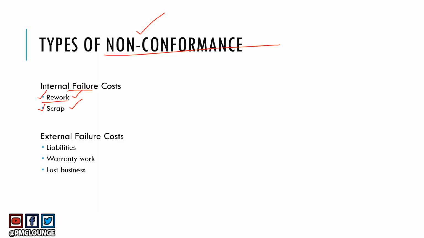Second is external failure cost. So liabilities, if there are any liabilities that your company may have because of the product of your project, that comes in as part of external failure cost. Warranty work, if your company provides a certain warranty, let's say a year's warranty for a product, then if something fails during that warranty period, you have to do the work, and that cost is non-conformance cost. Lost business, of course, if the customer moves to your competition, that's lost business. That also is a part of non-conformance cost.